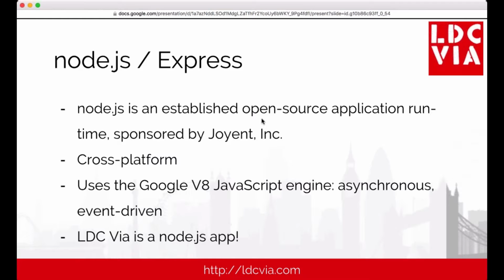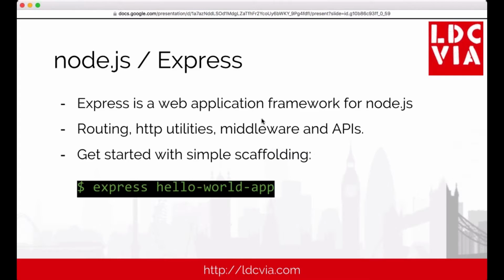Probably worth mentioning that LDC Via itself is a Node application. People familiar with what we're doing with LDC Via know, or probably know, that we build a lot of it on top of MongoDB, the venerable document data store. But the core engine is all built around Node. And Node is what I'm going to be talking about and showing you in a few moments.